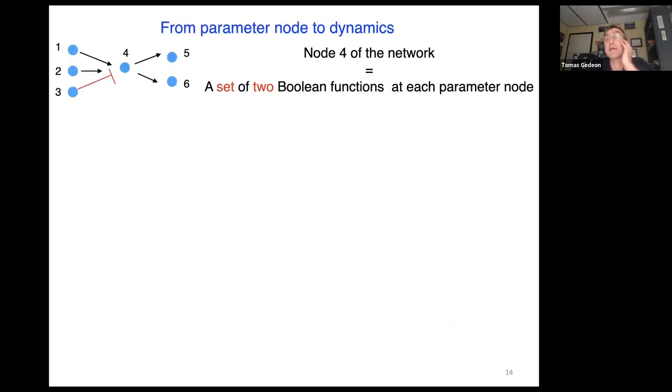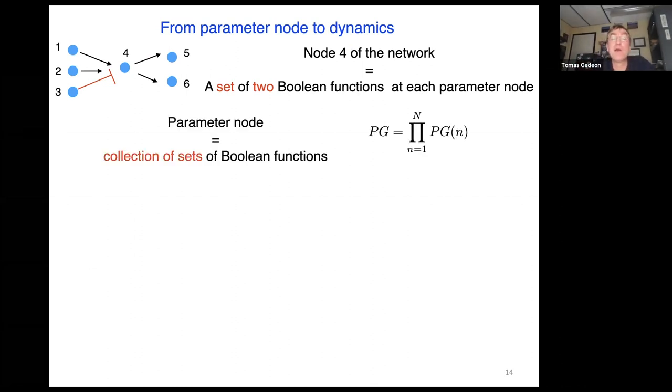basically, let's make an example here. As we started and talked about for a long time now, for node 4 of this network there's a set of two Boolean functions. At each parameter, there's a set of two Boolean functions that are different at each different parameter domain. And so one parameter node gives me a collection of all these sets of Boolean functions, a set for each node.